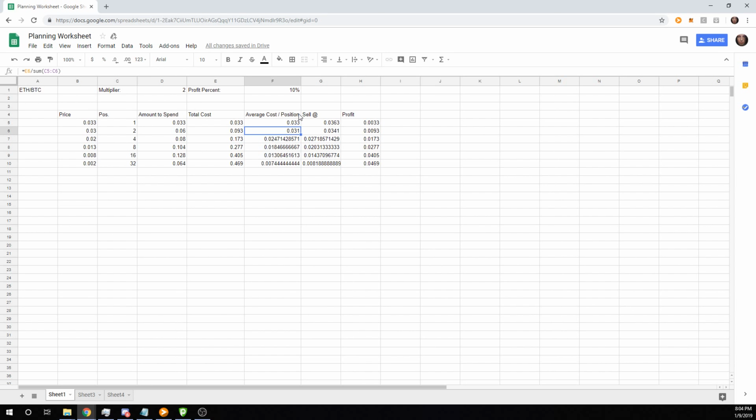Then I'm saying I want to sell at 10%. So I just put this value up here, just typed it in, 10%, okay? And then I said I'm going to sell at 10%. What I'm going to do is take how much I actually own, my actual dollar cost average position, and multiply that, add 10% onto that, right?